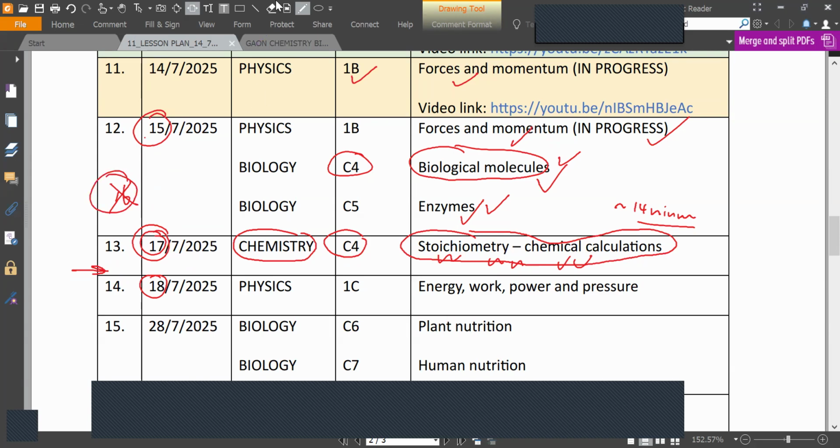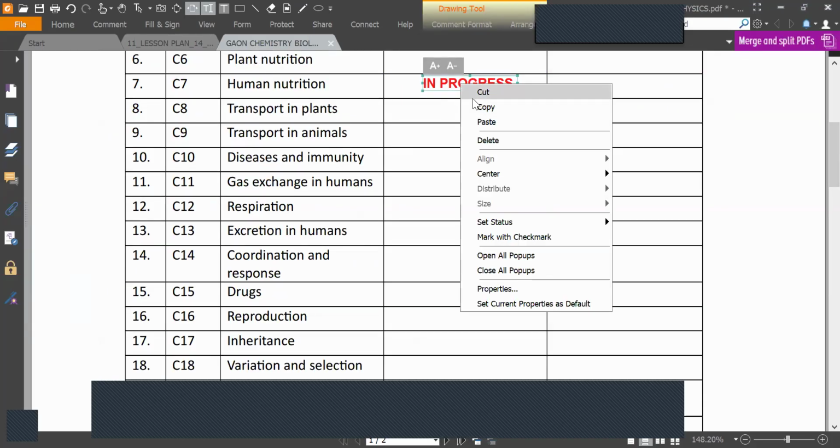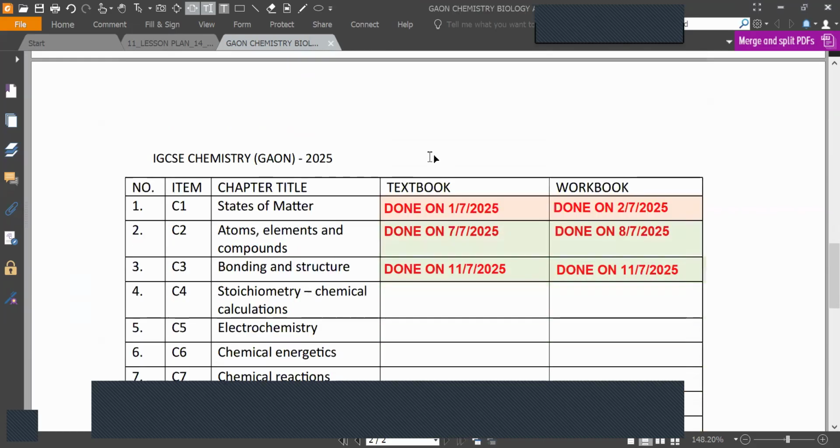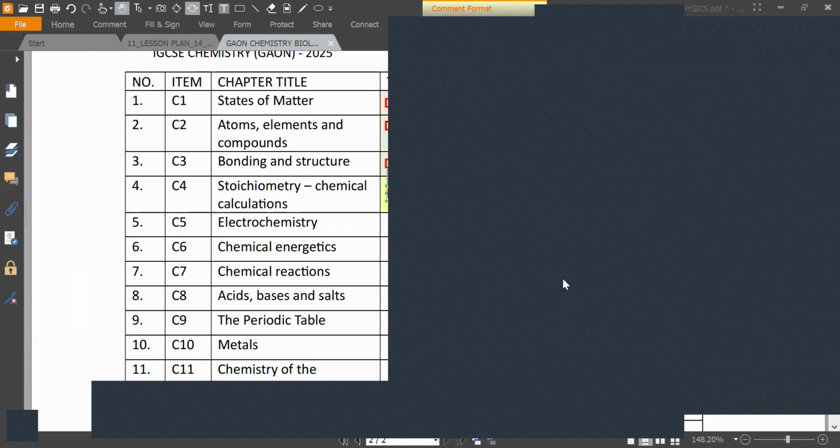Okay, let me open. So now we move on to this chemistry, unit 4. This is a big topic, so it will take some time. I already sent the notes to you some time ago, so you can take a look.